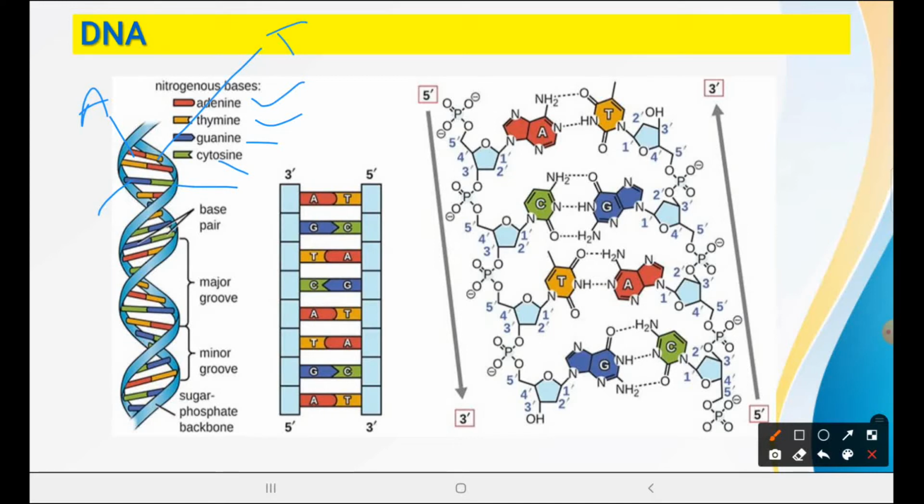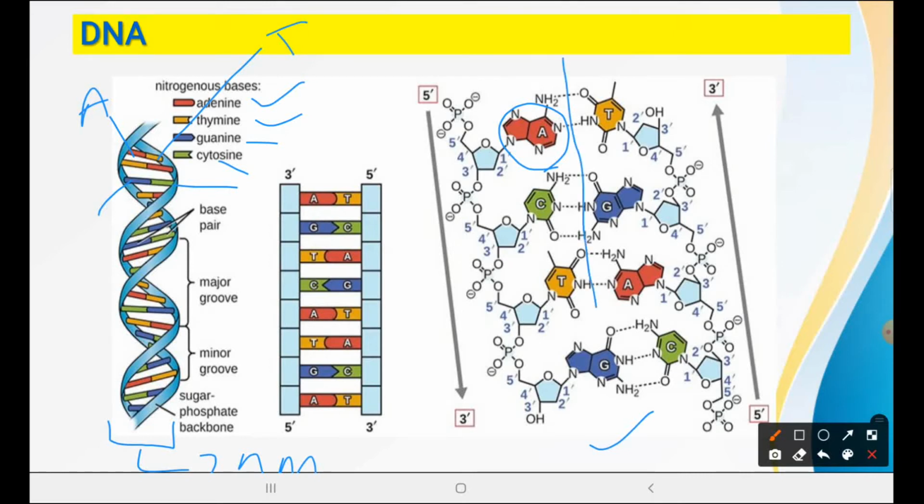Now, I said that the diameter of the DNA is 2 nanometer. So how is it calculated? This one. It is 2 nanometer or 20 angstrom. Look at it. Now, if you go to the next picture, look at it. This one is the nitrogenous base.